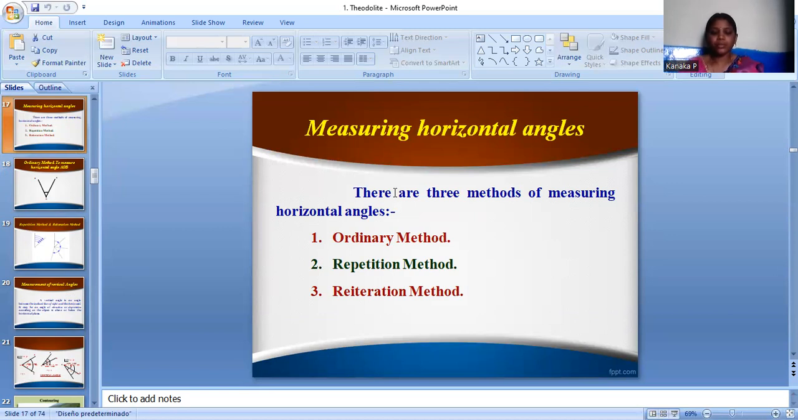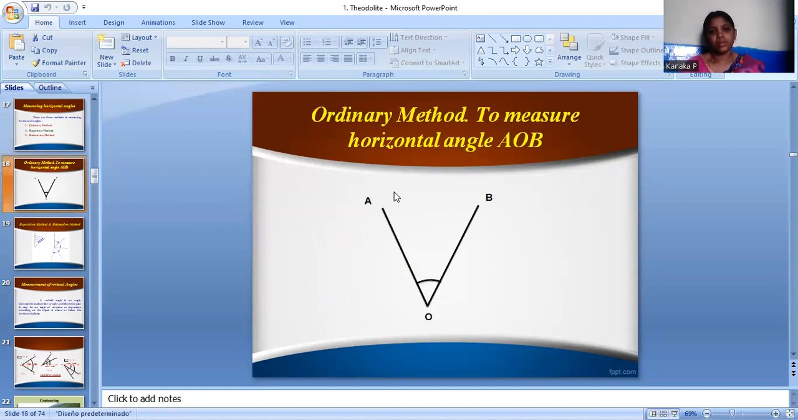The general procedure of the ordinary method: an angle AOB is to be measured. The theodolite is set up over the station O. First, all the temporary adjustments are made. Next, the first observation is taken with face left. The lower clamp is tightened and the upper clamp is loosened.